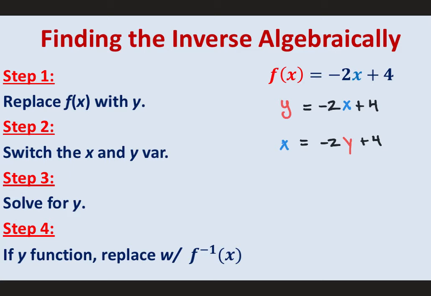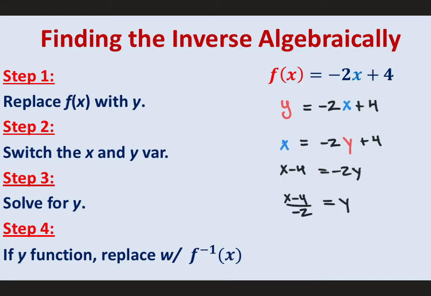Okay, so to get y by itself, I have y times -2 and plus 4. I'm going to start moving some stuff around. I'm going to subtract the 4 over, so I get x minus 4 equals -2y. And then I'm going to divide both sides by -2. So I will get x minus 4 over -2 equals y. Awesome.